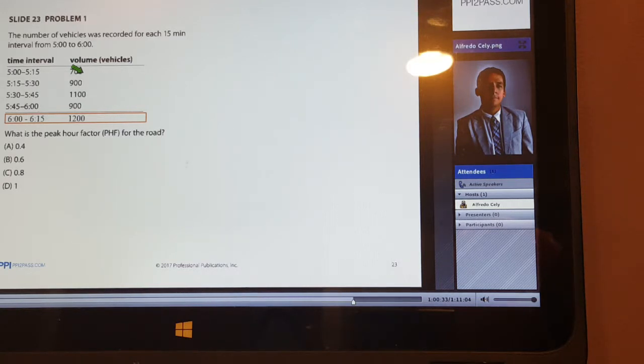So in our case, if we add 700 plus 900 plus 1100 plus 900, we get 3600. However, if we add 900, 1100, 900, and 1200, we dust off the old calculator, and we get 4100. 4100 is our hourly volume.